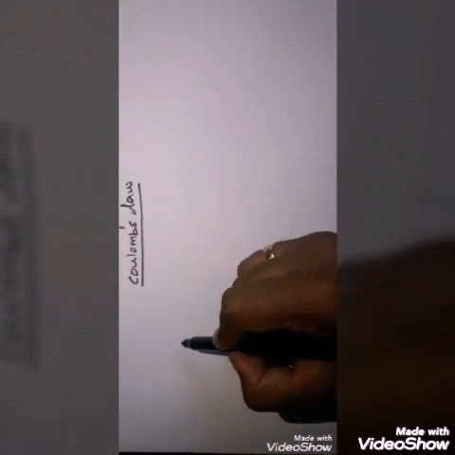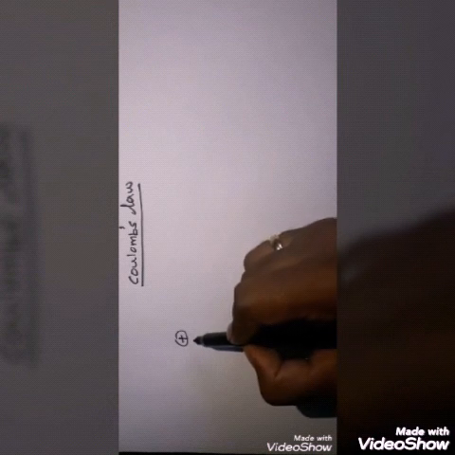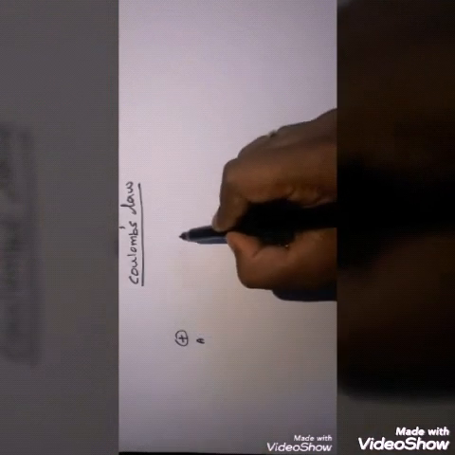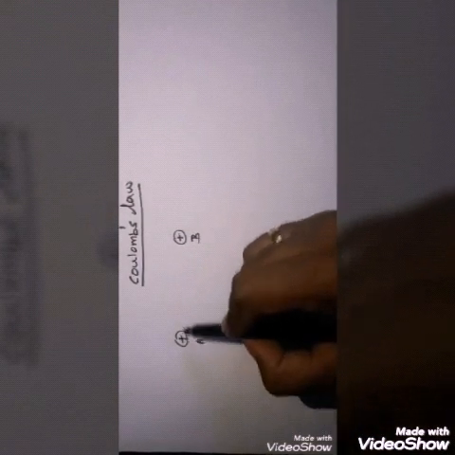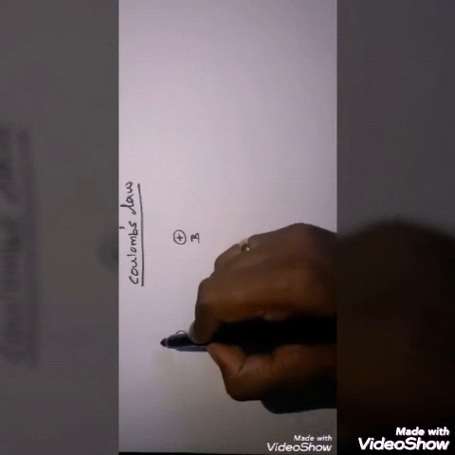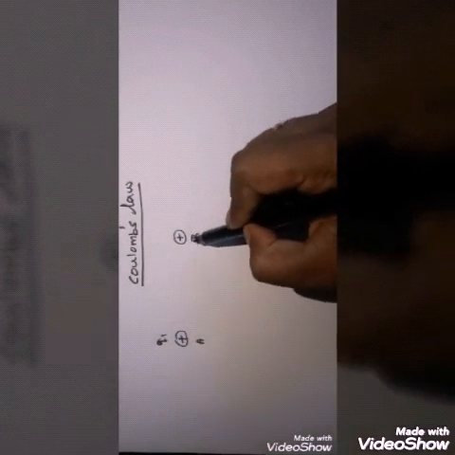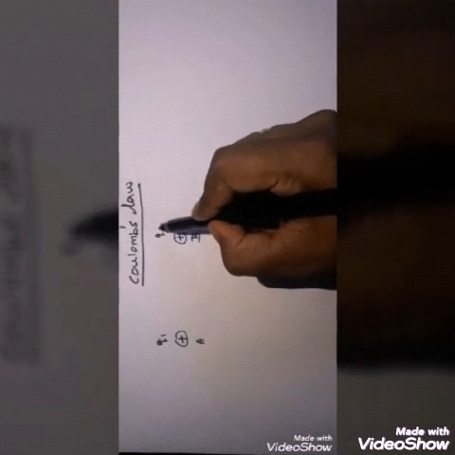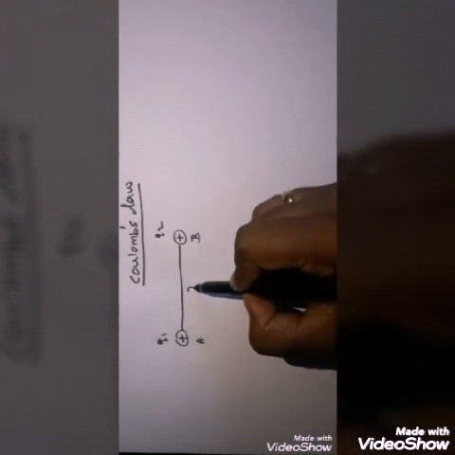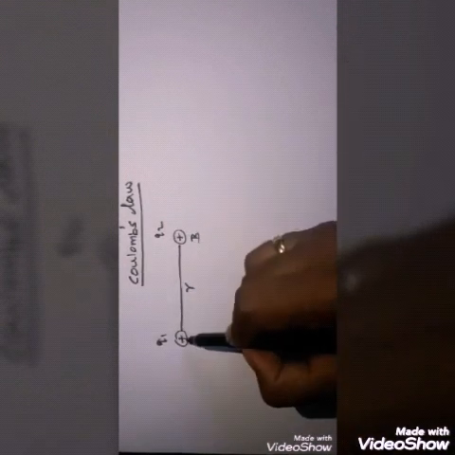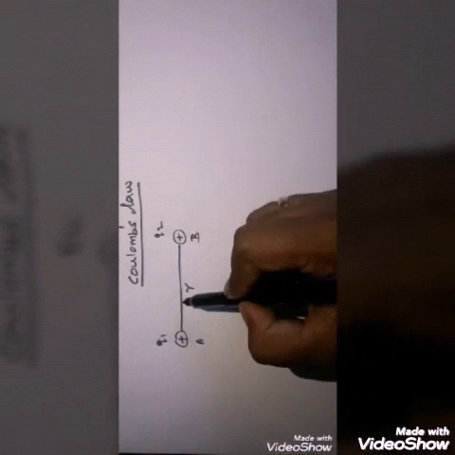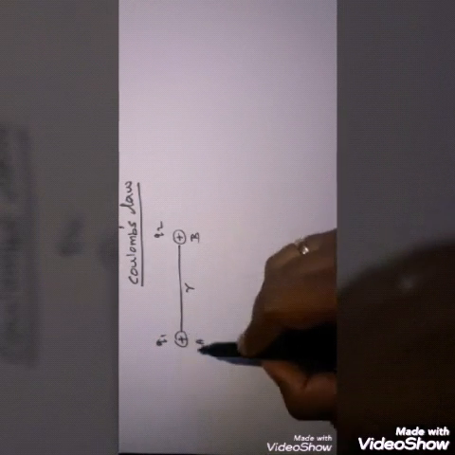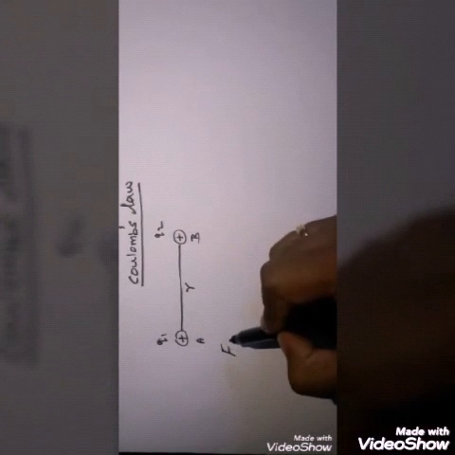Consider this is one point charge and this is another point charge. The magnitude of charge A is Q1 and the magnitude of charge B is Q2, and the distance between them is R. Both are positively charged, so a repulsive force is acting between them. We have to calculate what the repulsive force is.